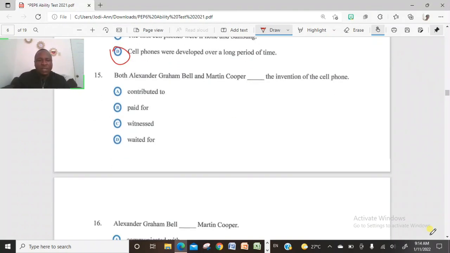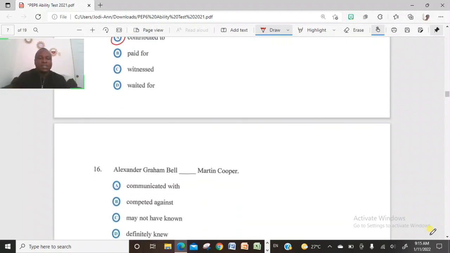All right, both Alexander Graham Bell and Martin Cooper dash the invention of the cell phone. We have contributed to, paid for, witnessed, waited for. No, they didn't witness it. They didn't wait for it. They didn't pay for it, but they contributed to it in some way, because Alexander Graham Bell was the first to invent the telephone. Then Martin Cooper used his idea to develop the cell phone. So they both contributed to the invention of the cell phone.